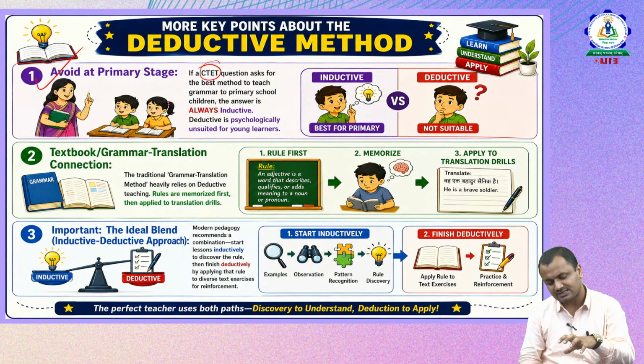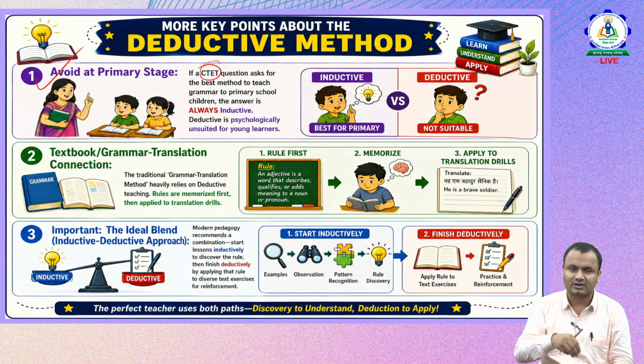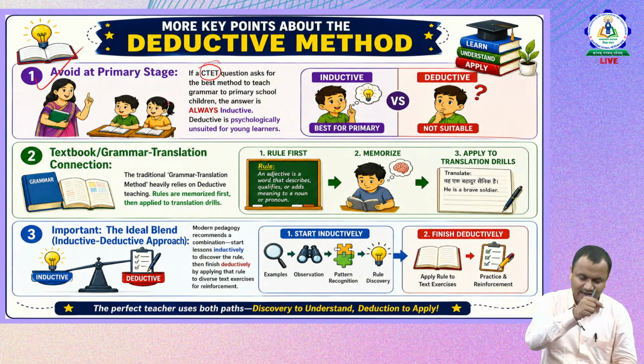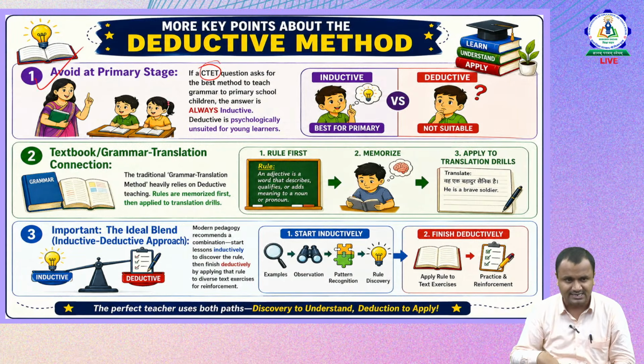Grammar translation method is based on the deductive method, because in grammar translation method also what we have done is we have presented the rule to the student, we have read line by line with meaning to the student, and asked the student to translate. So the deductive method is the core of grammar translation method. We have already discussed it.